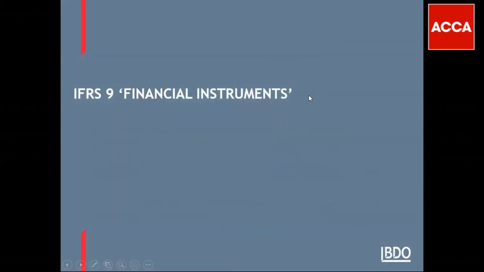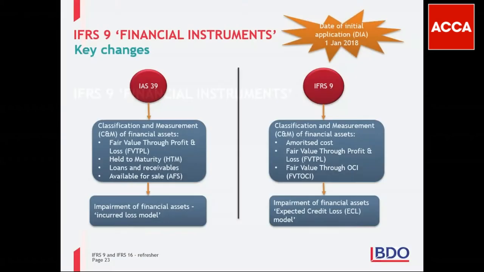Moving on to IFRS 9. So basically, IFRS 9 was effective for annual periods beginning 1st January 2018, and most of the entities have already applied the financial instruments within their financial statements. Unlike IFRS 15, IFRS 9 has not converged with US GAAP. So the application of IFRS 9 is within the IFRSs only.